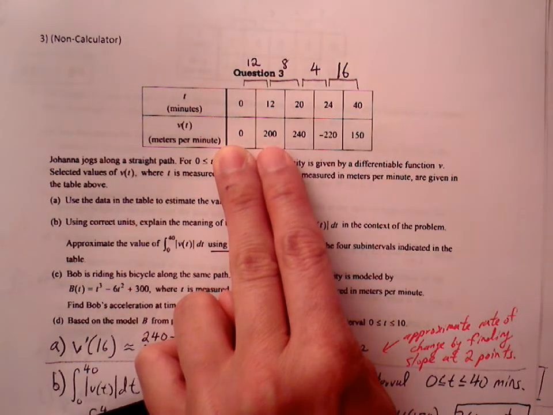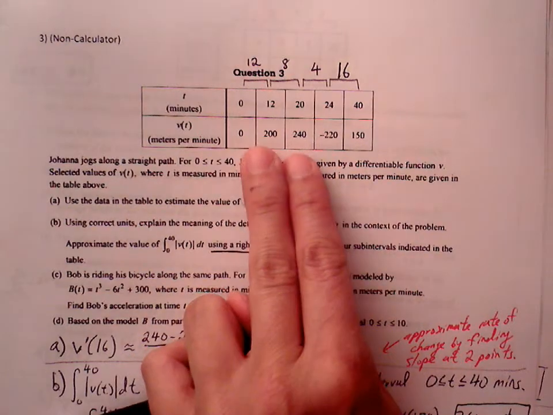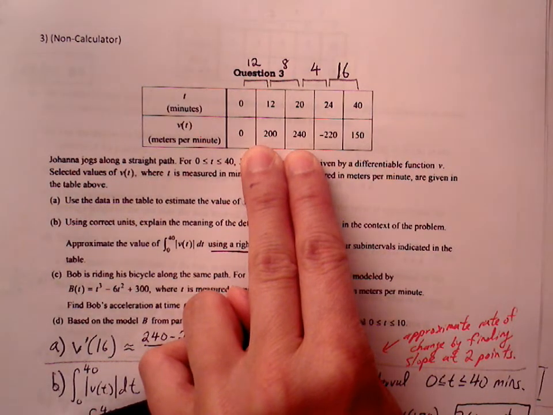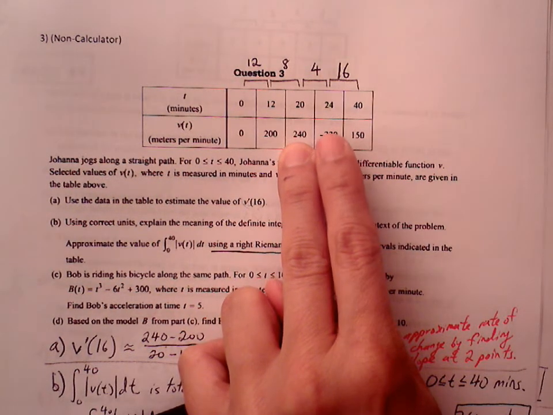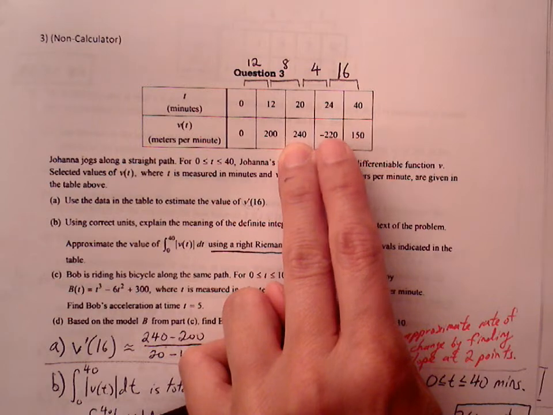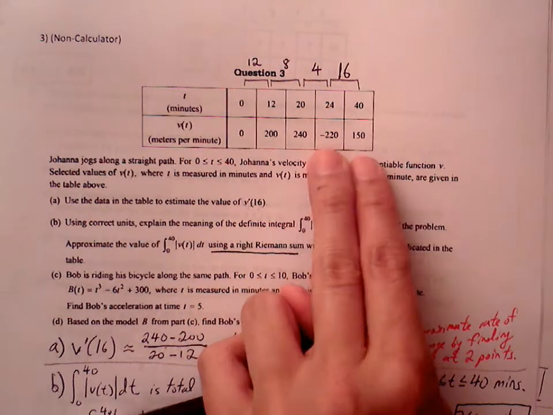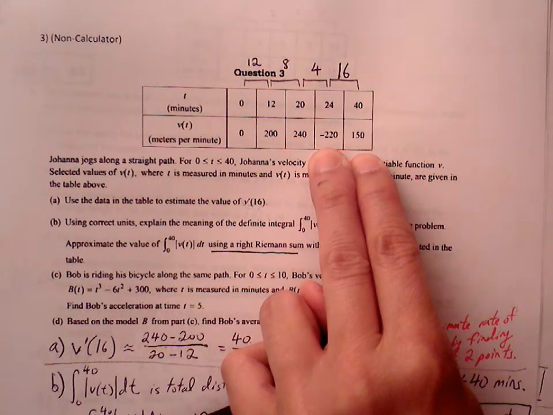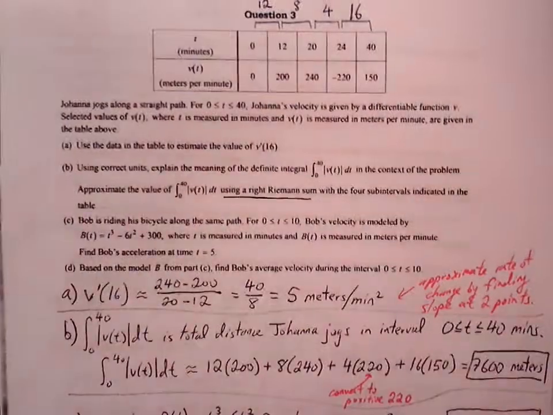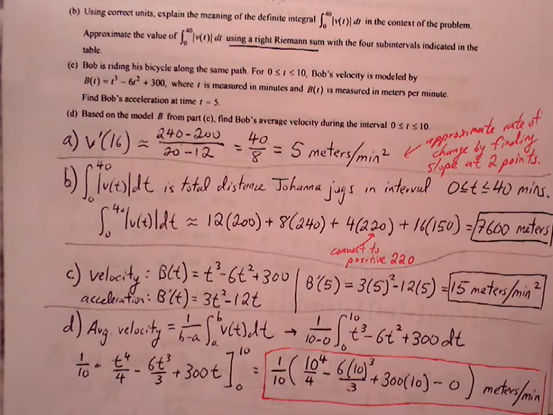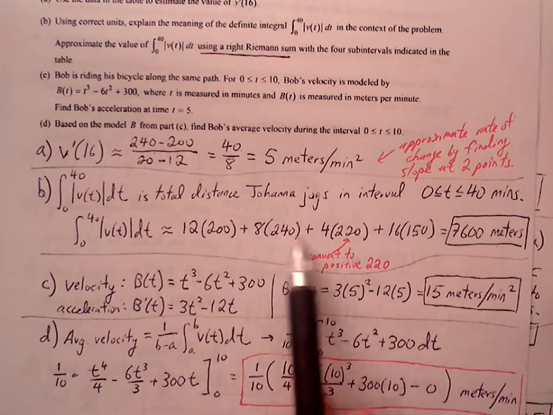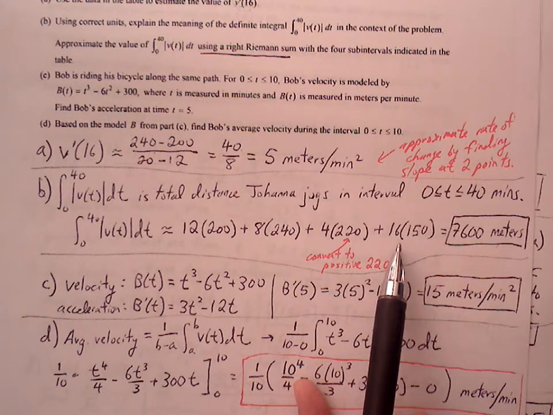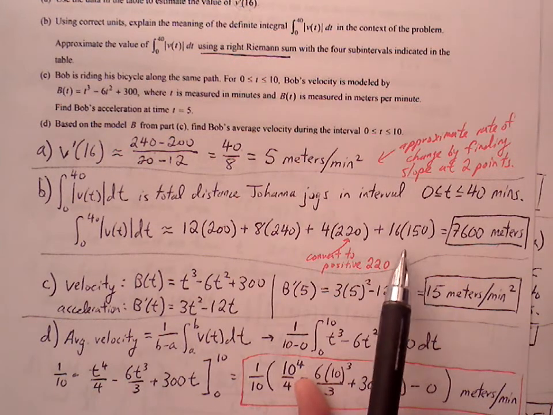So 12 times 200 will be the first rectangle. Second rectangle has a width of 8 and the height of 240. Third rectangle has a width of 4 and a height of negative 220, but because it's absolute value, we want to count that as a positive velocity, so it'll be 4 times 220. And then the last interval has a width of 16 and a height of 150. We add those rectangles together, we total those areas, and we get 7,600 meters. On the AP exam, you can leave your answer unsimplified, especially if it's the non-calculator portion. We want to make sure we do that.